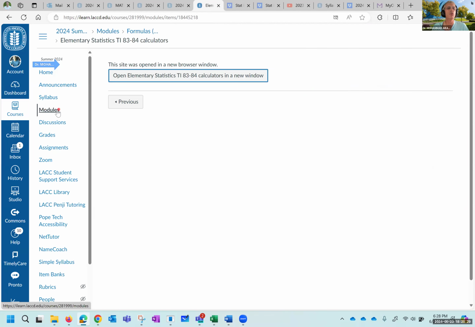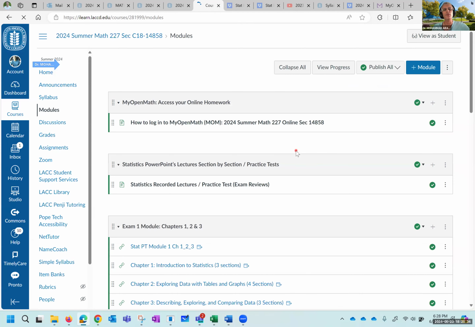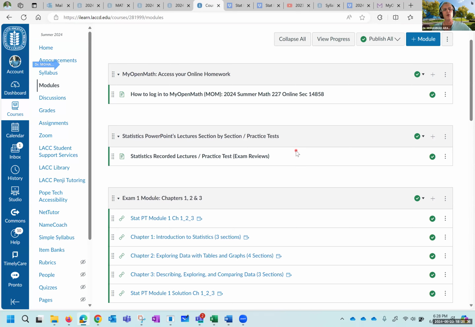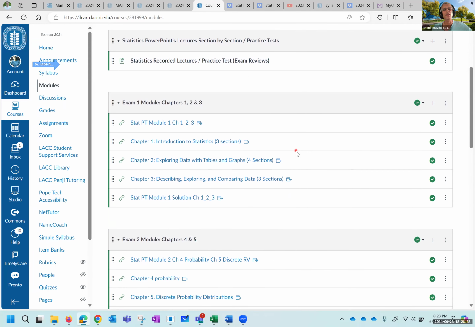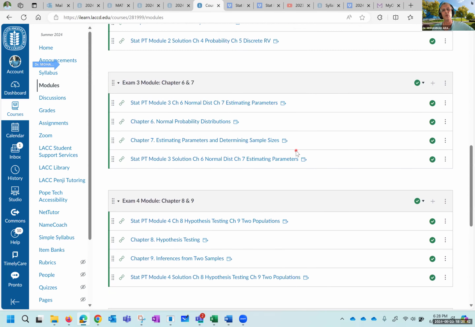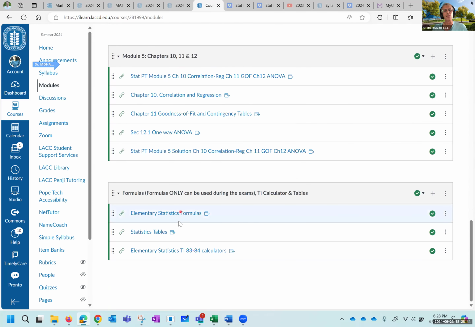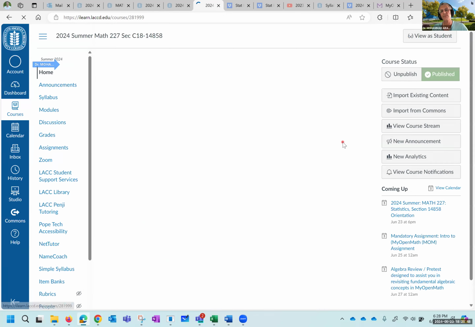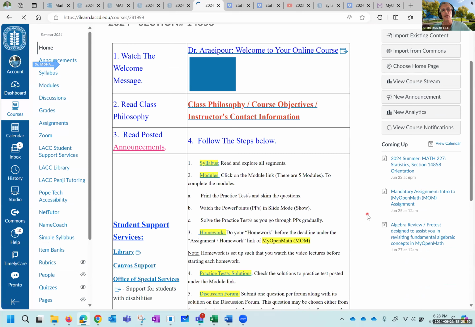So going back to the modules, we said the first one is for the online homework, which is through MOM. The second one, the PowerPoints. The third one, exam one modules. And when we finish that, we know exactly what to do. The last one would be the resources. I'm going to go back to the homepage of Canvas.